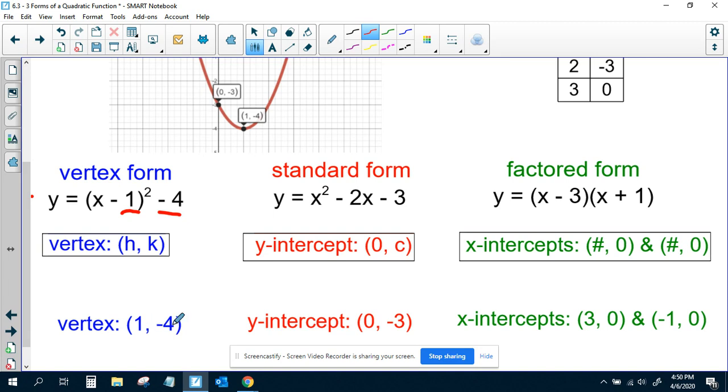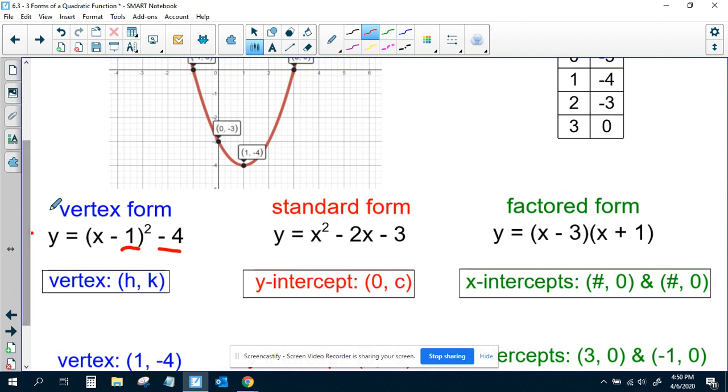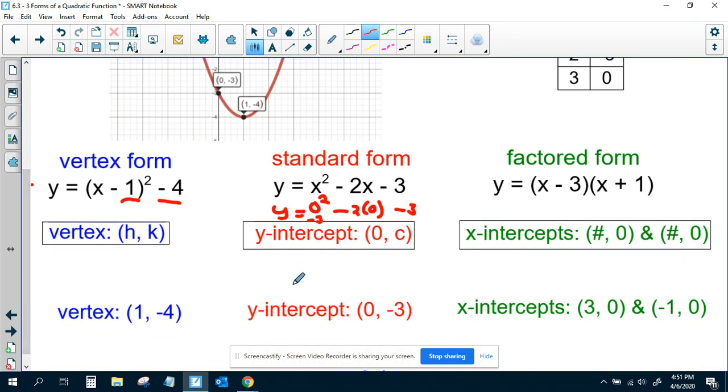Okay, so our vertex is (1, -4) in this case. Standard form gives us the y-intercept. We know that the y-intercept is gotten by plugging in a 0 for the x. So 0 squared minus 2 times 0, and then minus 3. Then our y value is going to be -3, and that's our y-intercept. So in this instance, this gives us a y-intercept of (0, -3).